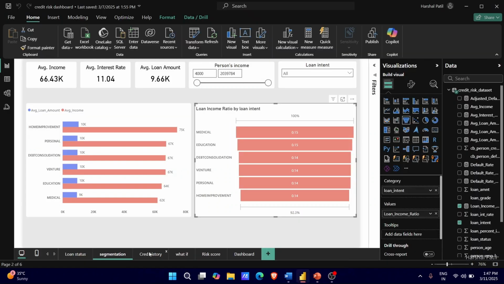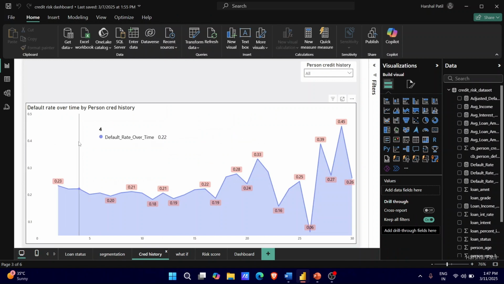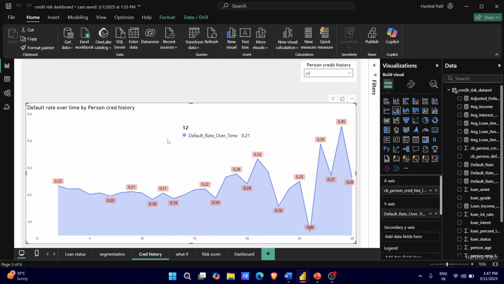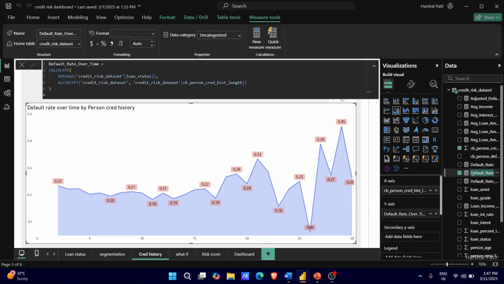Here we can see we have this area chart where we calculated the person's credit history and the default rate over time. So to get the default rate over time, we calculated the average of loan status, and calculating beyond that, we got the default rate over time. And in the filter pane, we can see we have the person credit history.